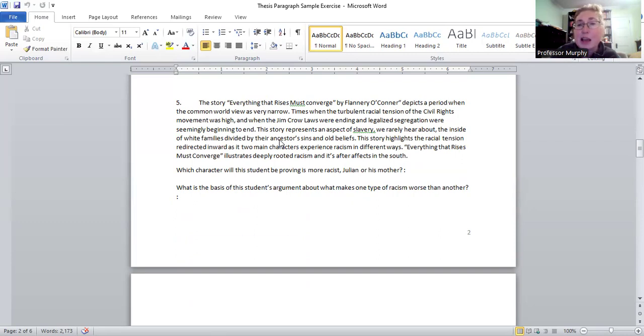This story represents an aspect of slavery we rarely hear about, the inside of white families divided by their ancestors' sins and old beliefs. This story highlights the racial tension redirected inward as two main characters experience racism in different ways. Everything That Rises Must Converge illustrates deeply rooted racism and its after effects in the South. So that's the paragraph this person wrote for me. It sounds fancy. Sounds awfully fluffy to me. Sounds like it's got a lot of stuff stuffed in it.